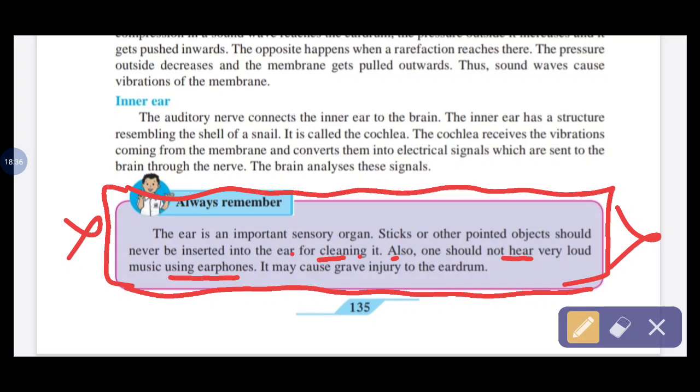Nowadays, most of the students as well as people use earphones. So, how to use that earphone? One should not hear very loud music using that earphone. It may cause grave injury to the eardrum. Getting the idea, getting the explanation, what is given, very, very important. Clear? Just for our knowledge, you read that paragraph. No question is asked in the exam related to this box, always remember. Next.